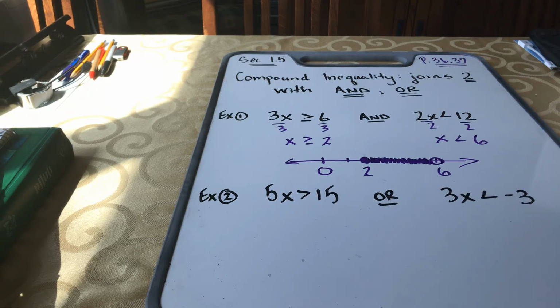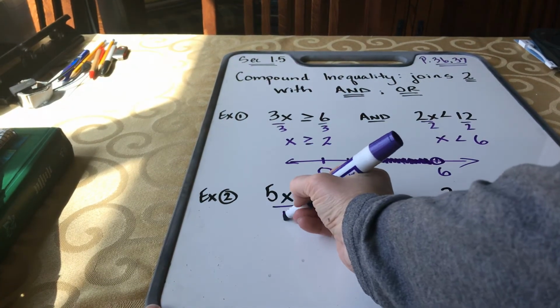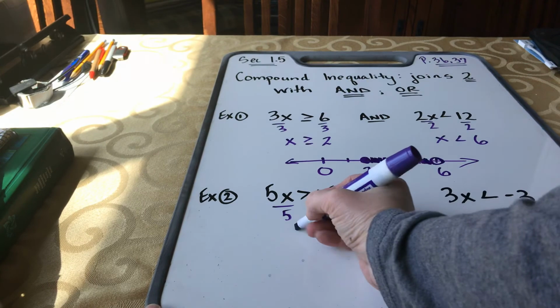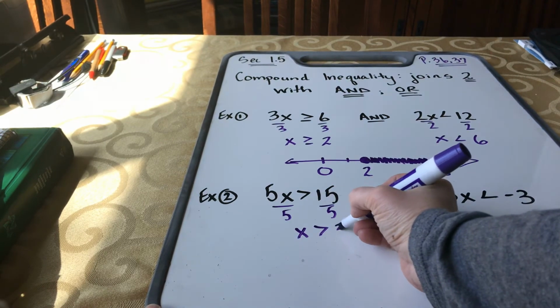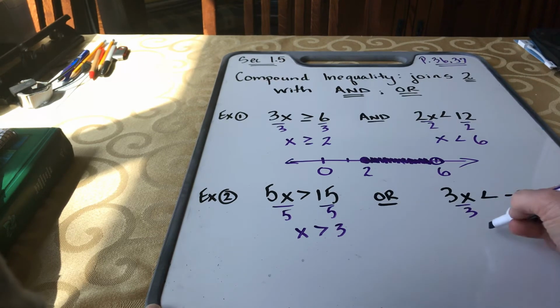Second example, you can see is going to be the or compound inequality. So we have 5x greater than 15 or 3x less than negative 3. So again, just like the first example, first thing you worry about is just solving the inequality. So you go ahead and do that first. So we're going to divide here both sides by 5. X greater than 3. Here we're going to divide both sides by 3. X less than negative 1.